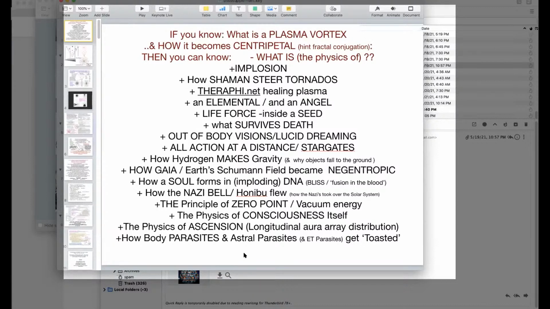How body parasites and astral parasites and ET parasites get toasted. That is the 16th question. So just to try to be dramatic about that, you know, they said, if you have a source of bliss, you will have no problem with parasites, astral, stomach parasites, or ET parasites. What's the physics?